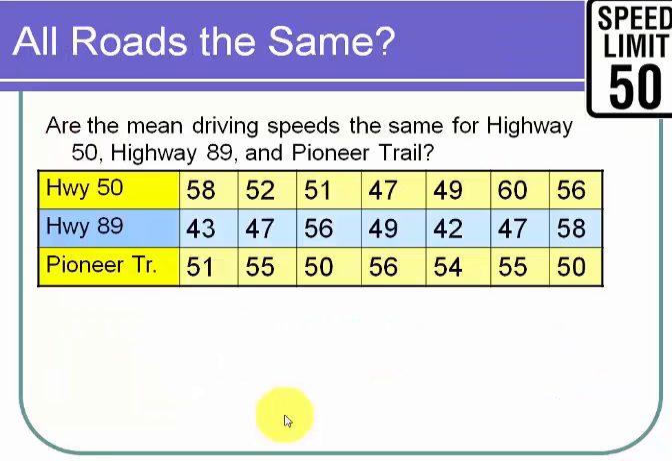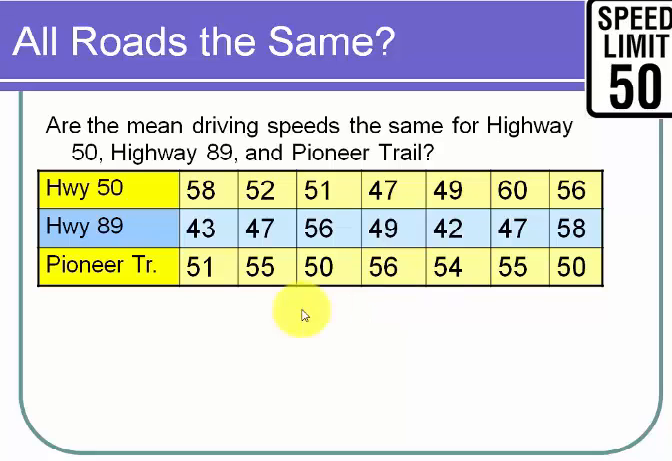So let's do an example. The question is, are the mean driving speeds the same for Highway 50, Highway 89, and Pioneer Trail? You could think that the police department might have clocked a bunch of the cars, and in Highway 50 we had 58, 52, 51, etc., and then a bunch of speeds for 89 and a bunch of speeds for Pioneer Trail. And they want to find out if all the roads have the same average speed.